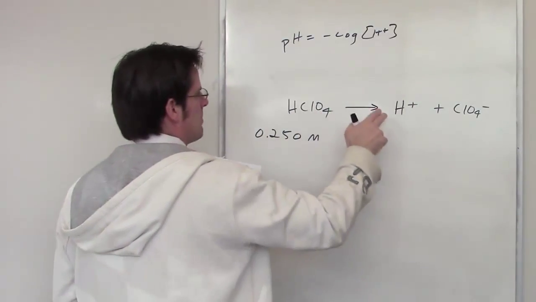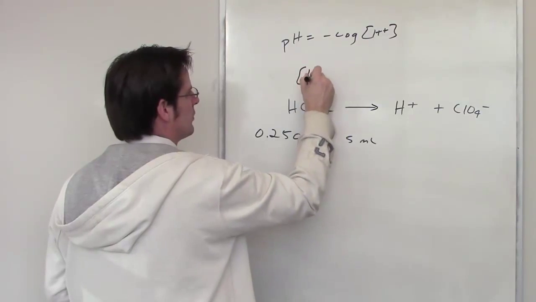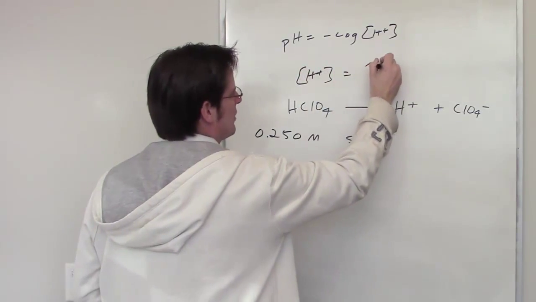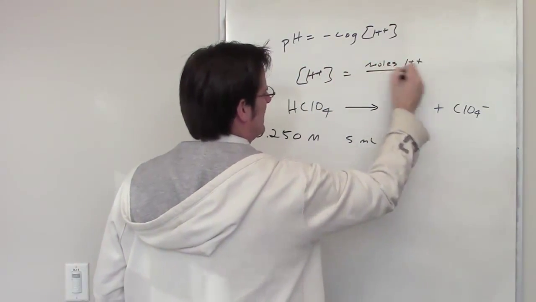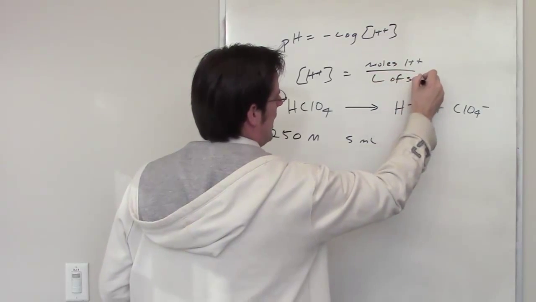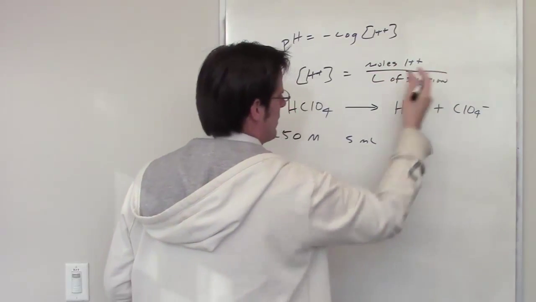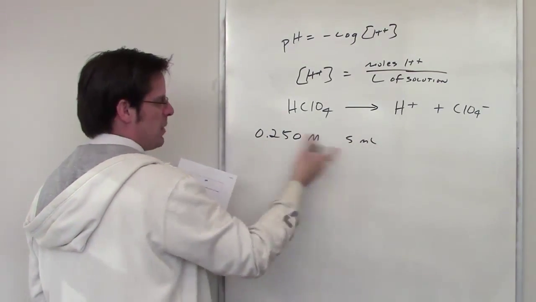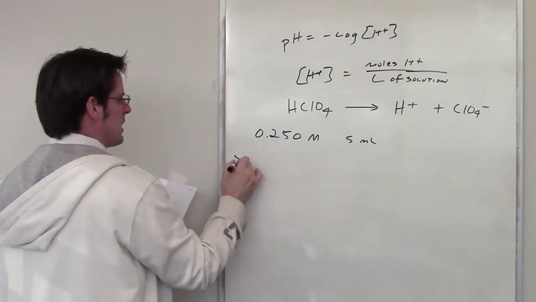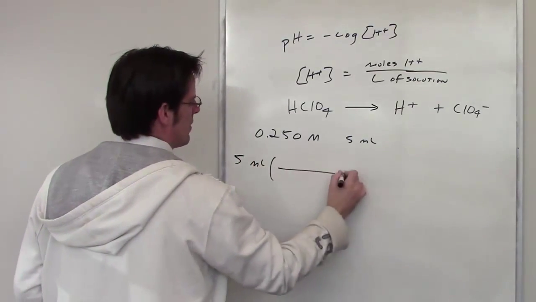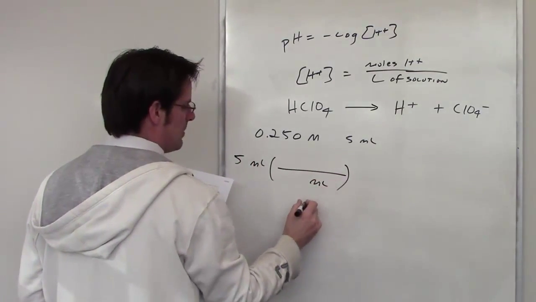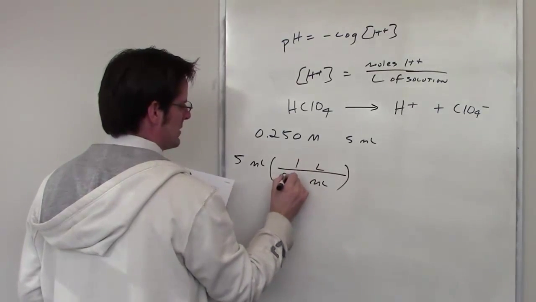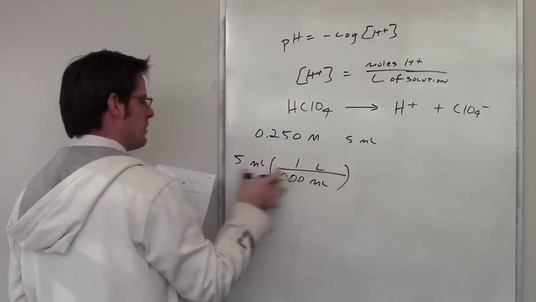So, keeping in mind the concentration of H+ is going to be equal to moles of H+ divided by liters of solution. I need to figure out how many moles of H+ I am going to get if I take 5 milliliters of a 0.25 molar solution. So I'm going to go ahead and write milliliters here. I want to convert that to liters, so I'll write milliliters in the denominator, liters in the numerator. 1 liter has 1,000 milliliters. That will get me to liters.